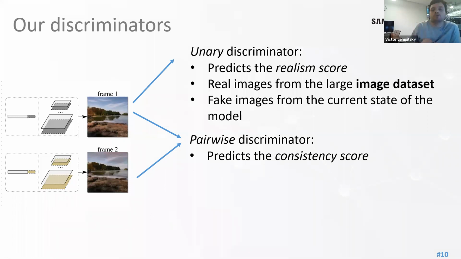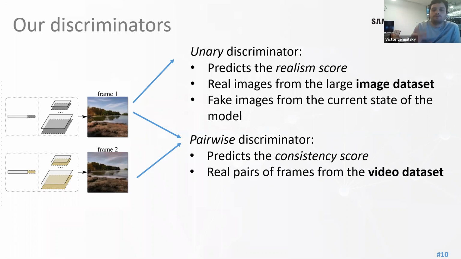We want the pairwise discriminator not to pay attention to realism. We want to keep the realism estimation task on the unary discriminator. So we want the pairwise discriminator to tell us if these two frames look like pairs of frames from our video data set. We really want it not to focus on the individual image content, just on the consistency. One of the reasons is that we have limited diversity of content in our video data set, so we don't want the pairwise discriminator to overfit to the content in our videos.